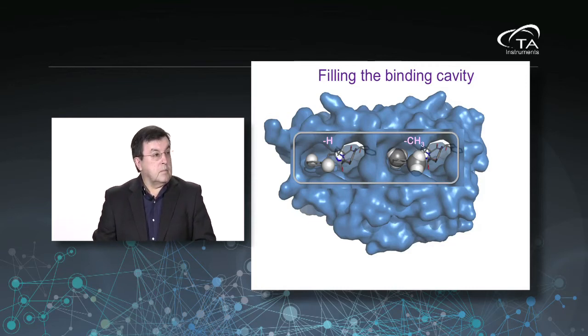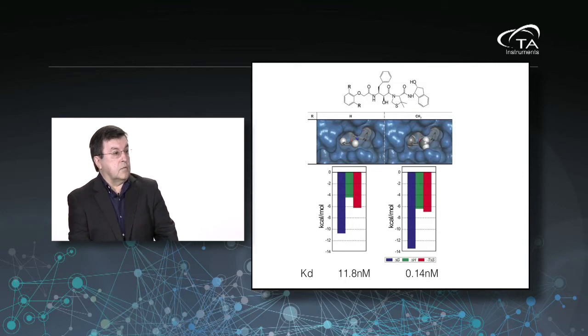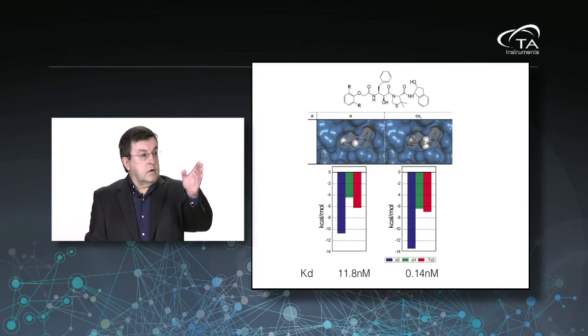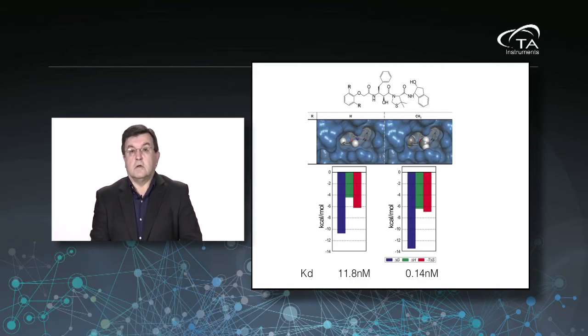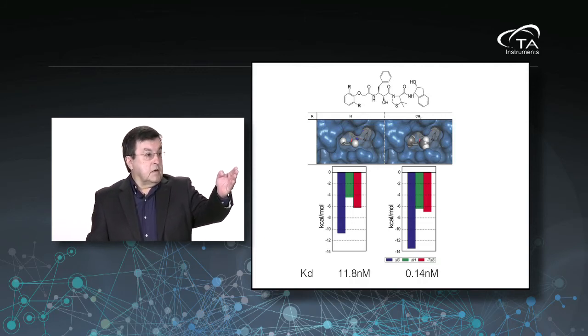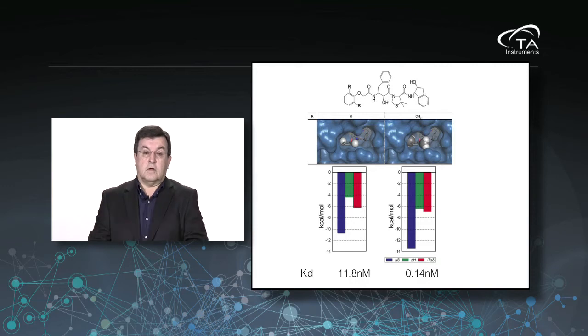If we measure the binding affinity of these compounds, what we see is that the affinity improved from about 11 nanomolar to 0.14 nanomolar, almost 2 orders of magnitude increase in binding affinity. Now, as I mentioned before, the increase in binding affinity is due to a slight increase in enthalpy and a slight increase in entropy. That's always the case. Hydrophobics, small increases.